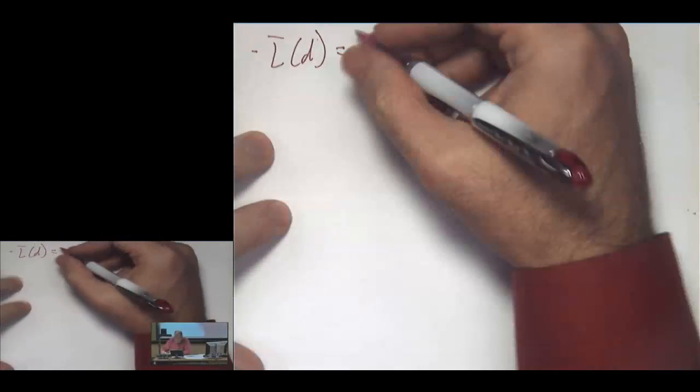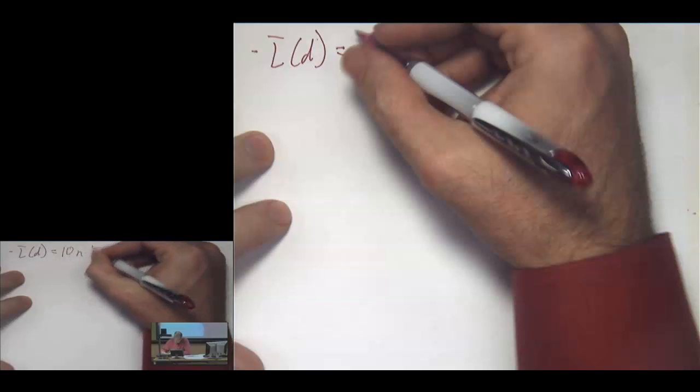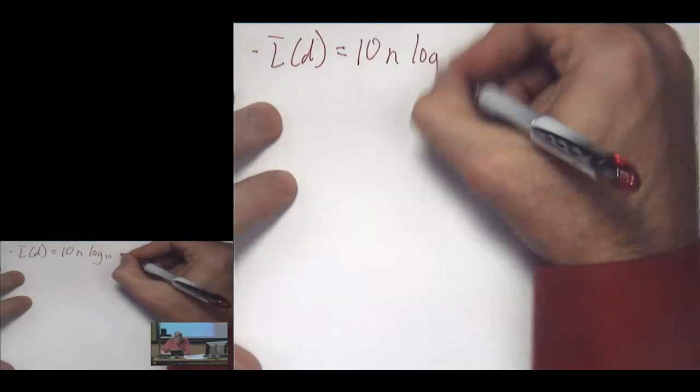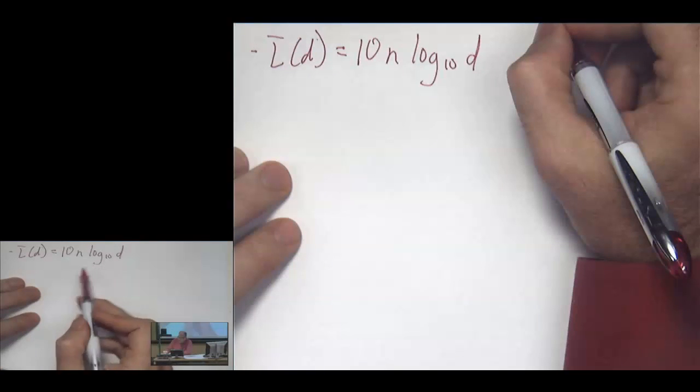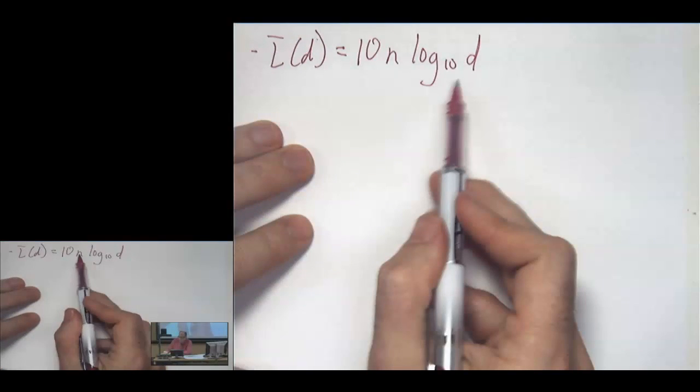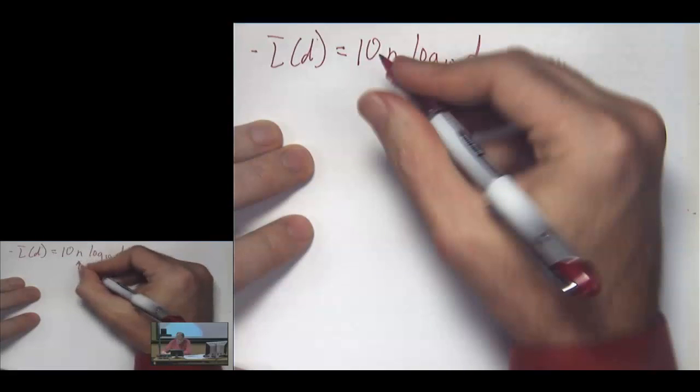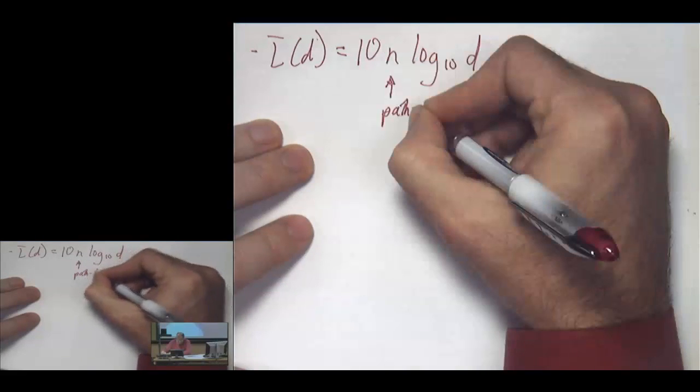So this other term here, L bar of D, this is the average path loss here. And then this would be given by 10 n log 10 of D here. So this is a log of the distance, but instead of having 2 here, we have n. And that n is called the path loss exponent.